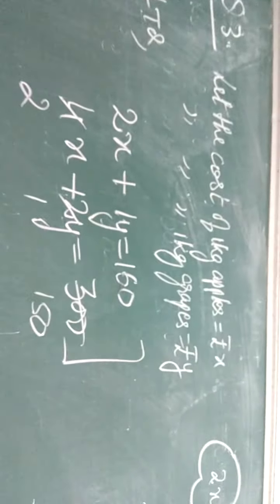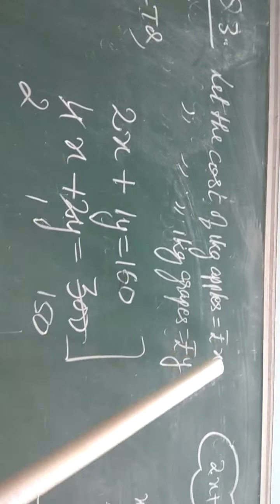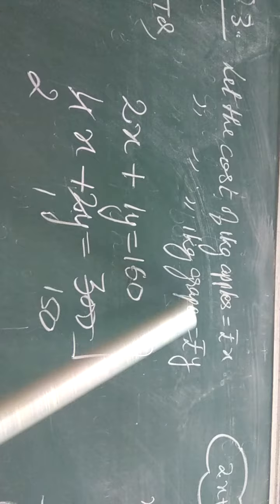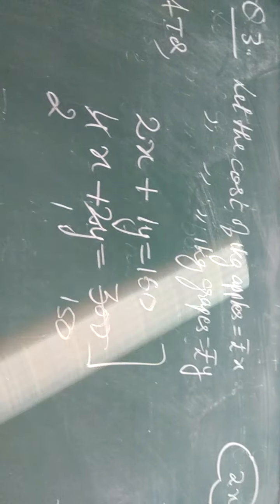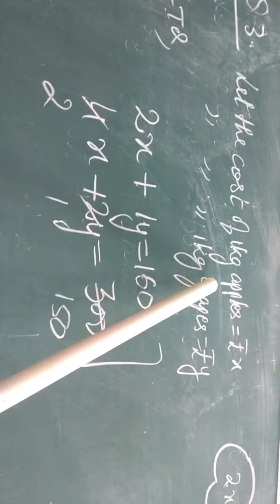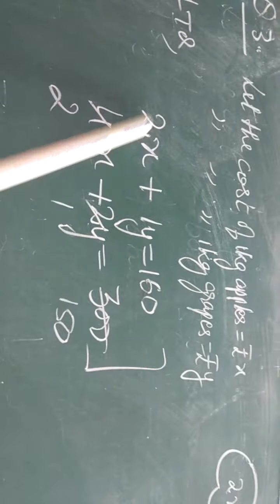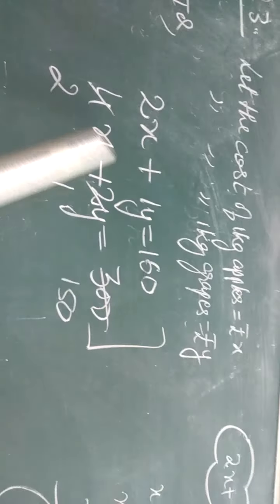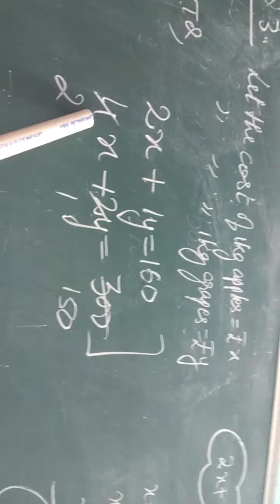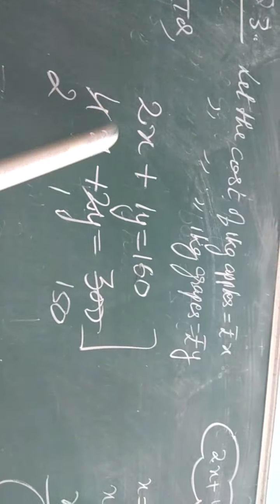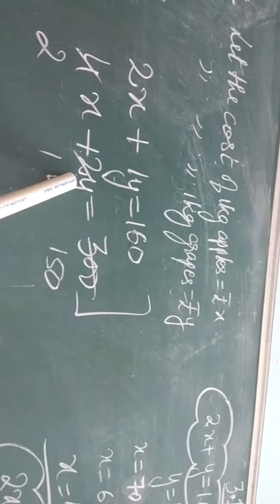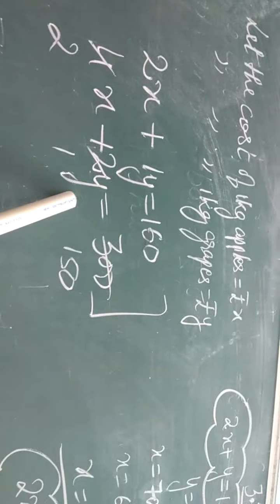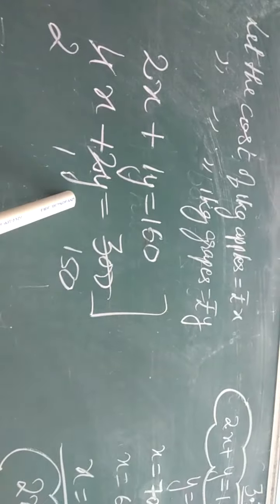algebraically. So let the cost of 1 kg apple be x and the cost of 1 kg grapes be y. In the first case, 2 kg apples are there, so cost is 2x. 1 kg grapes is there, so 1y is equal to the total cost, 160. In the second case, 4 kg apples are there, so cost is 4x. 2 kg grapes are there, so cost is 2y, equal to 300.